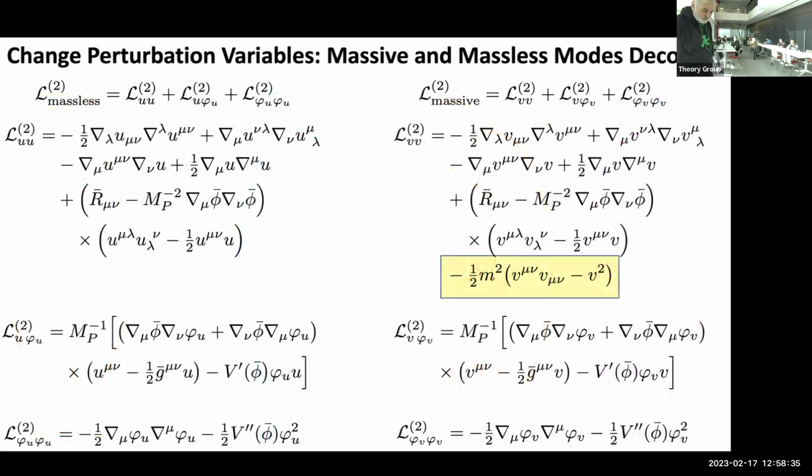Everybody wants to see the full action. They are decoupled. So for the massless sector, there is a kinetic energy for the graviton, then the interactions of the graviton with the background. And for the massive sector, it's the same except there's a mass term. And there are interactions of the spin-2 field U with the scalar field, and this is again mirrored with the interactions of V with the scalar field. And then there's the scalar field U self-interacting, responding to the background field phi bar. And it's the same thing for phi V. So the modes are decoupled, so we can analyze them separately.